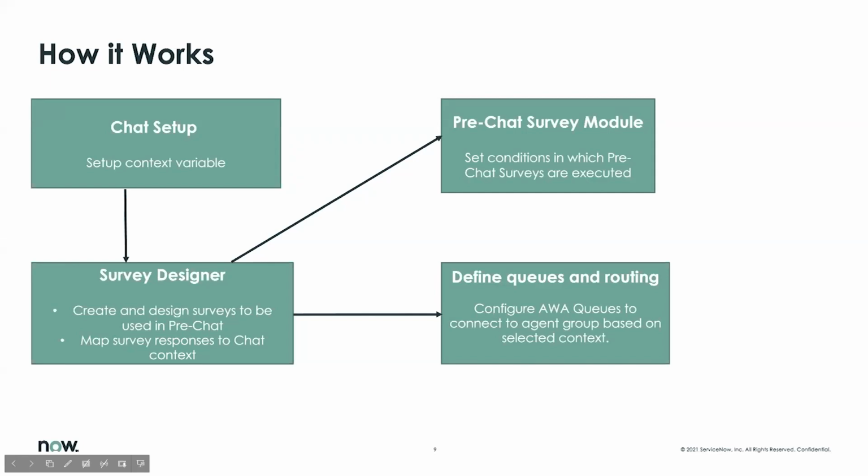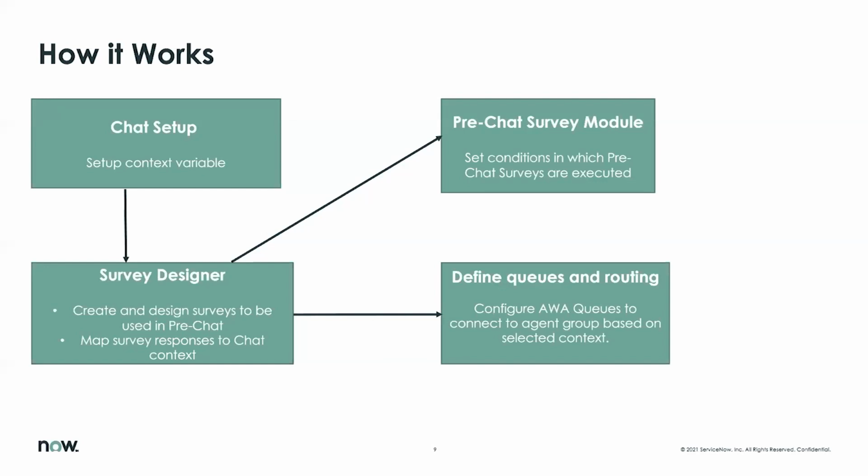That's the link between the chat setup and the survey designer, to understand for what context it's trying to connect to the pre-chat survey. Based on the selections chosen by an end user, the survey designer will route to the right queues. And within the queues, we also define the context variable that the queue is getting activated on. Then it will look at the assignment rules to connect to the right live agent. I'll be doing an exercise showing in my instance how this whole setup works.